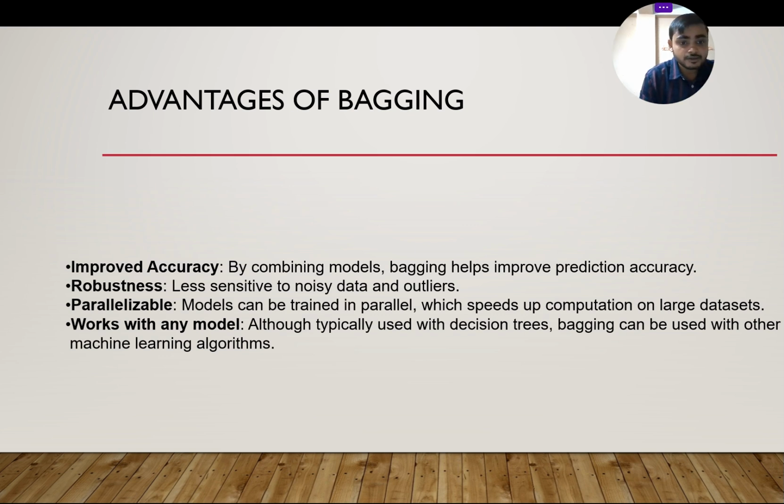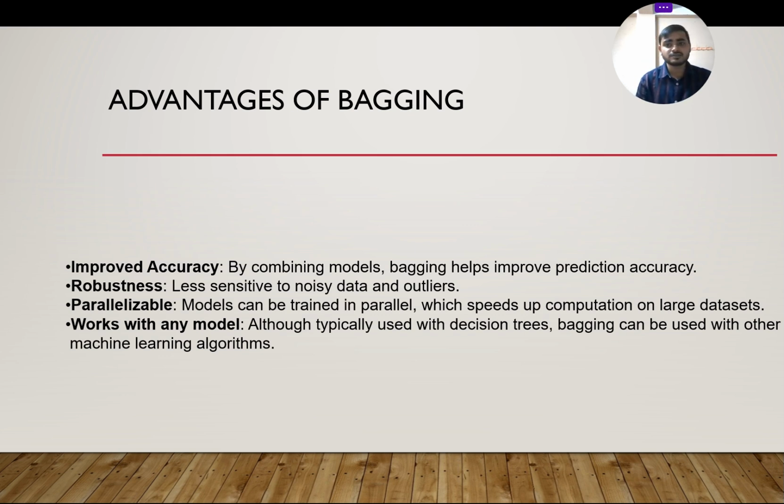Parallelizable: models can be trained in parallel. Look, boosting is a serial kind of algorithm, but bagging works in parallel mode. The three or multiple algorithms work in parallel, so it's not very time consuming. So parallelism is one of the advantages of bagging: models can be trained in parallel, which speeds up the computation on a large data set. That's the main thing, because multiple models work in parallel, right? In boosting, that is not a parallel algorithm. That's one of the main advantages of bagging.